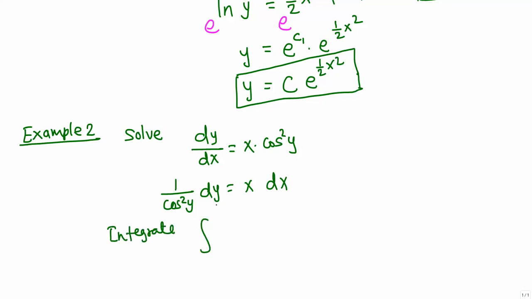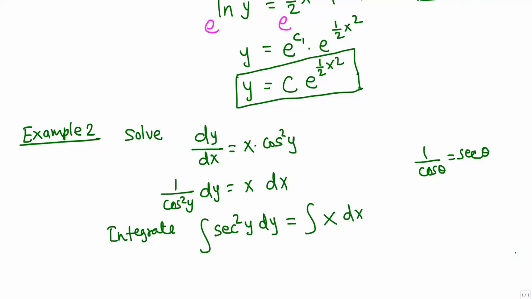We may not know the antiderivative of 1 over cosine squared, but the reciprocal of cosine is secant. As we know, 1 over cosine theta is secant theta. That means 1 over cosine squared is secant squared. So we can rewrite it as secant squared y dy. How does this help? Because the antiderivative of secant squared is tangent. That's on the left hand side, equal to the antiderivative of x dx on the right hand side.